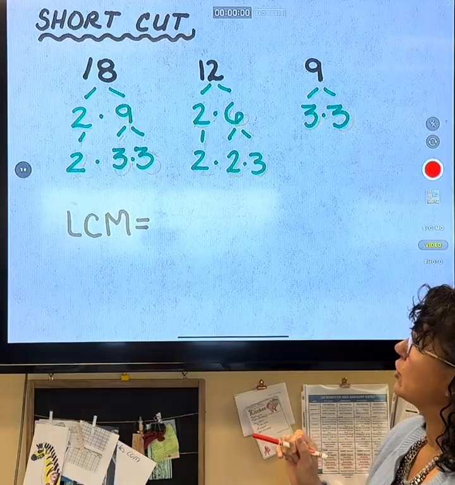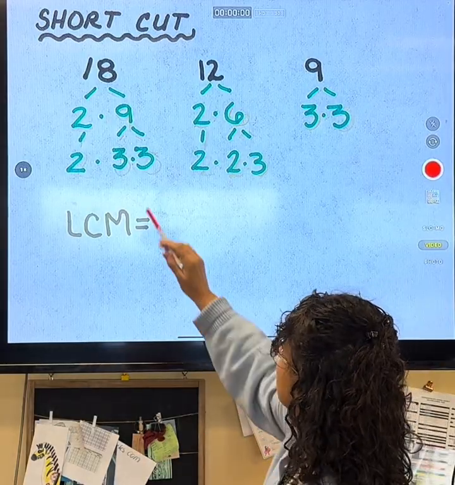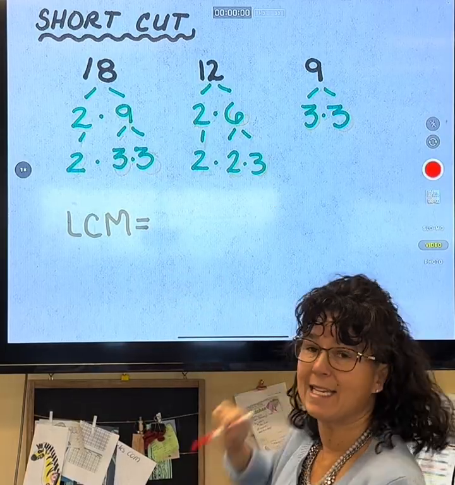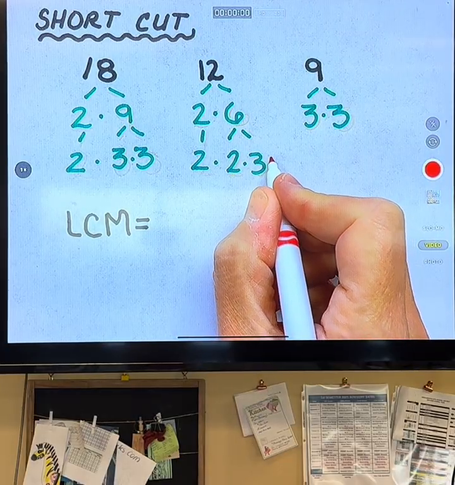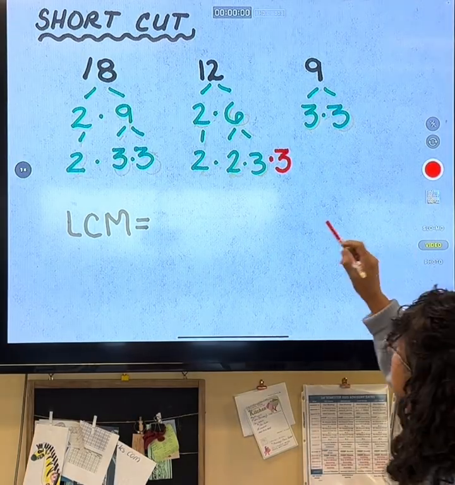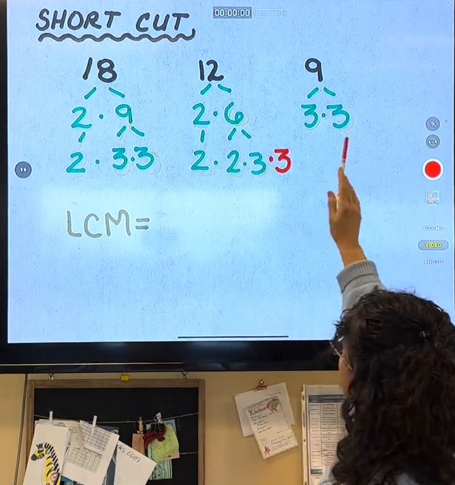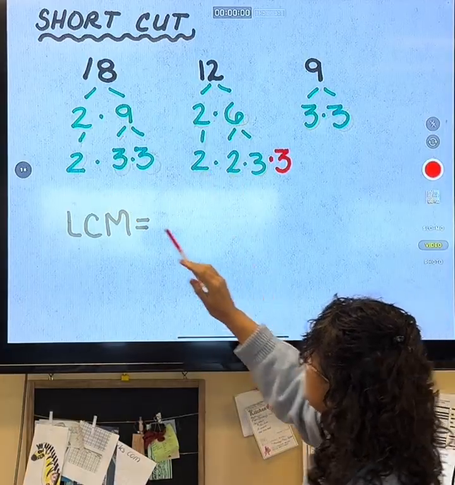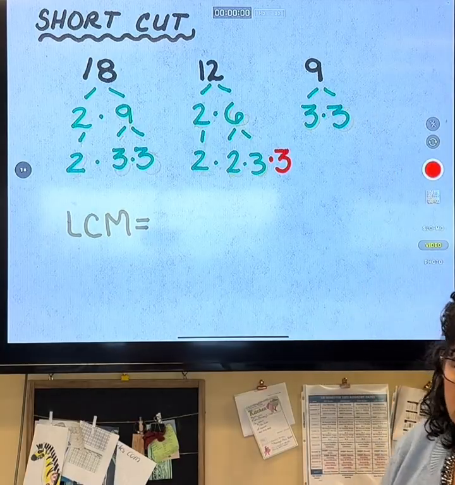Once we've made our factor trees, we're just going to force the numbers to be the same. For example, this tree has 2 3s, and this tree only has 1 3. So it needs an extra 3. Now, all 3 trees have 2 3s. This tree, however, only has 1 2, and this one has 2 2s. So it needs an extra 2, while this tree needs 2 extra 2s.